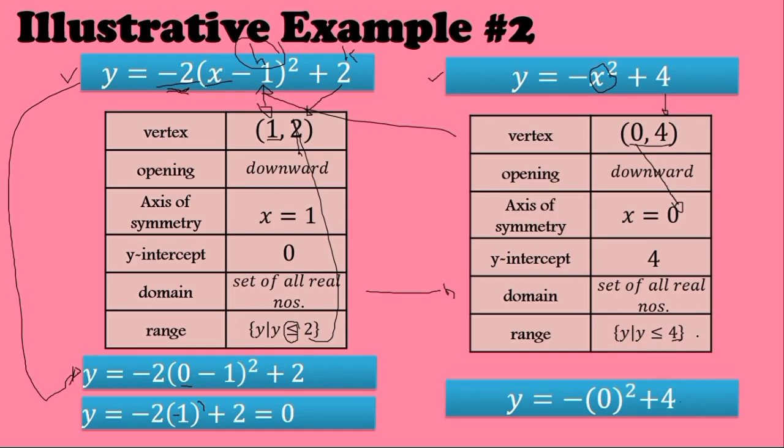Now, this is how you identify the different properties of a quadratic function using the equation and by using the graph.